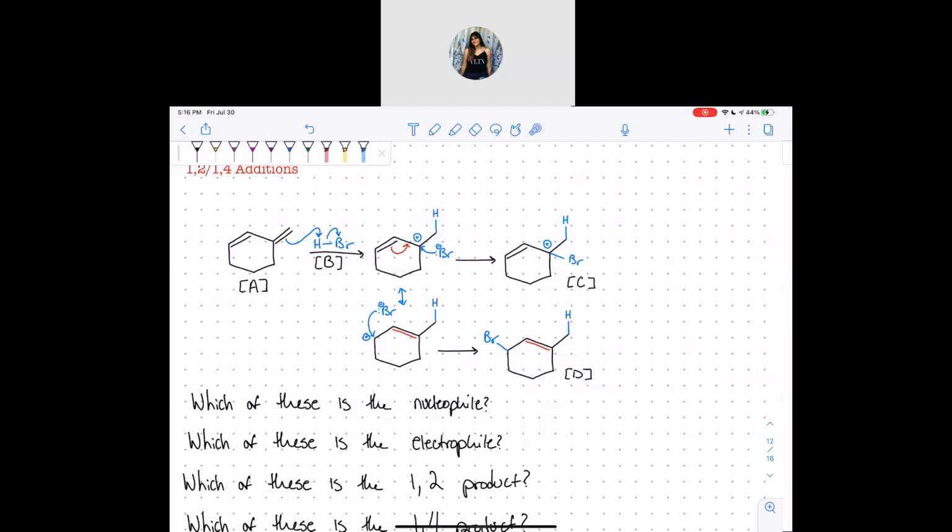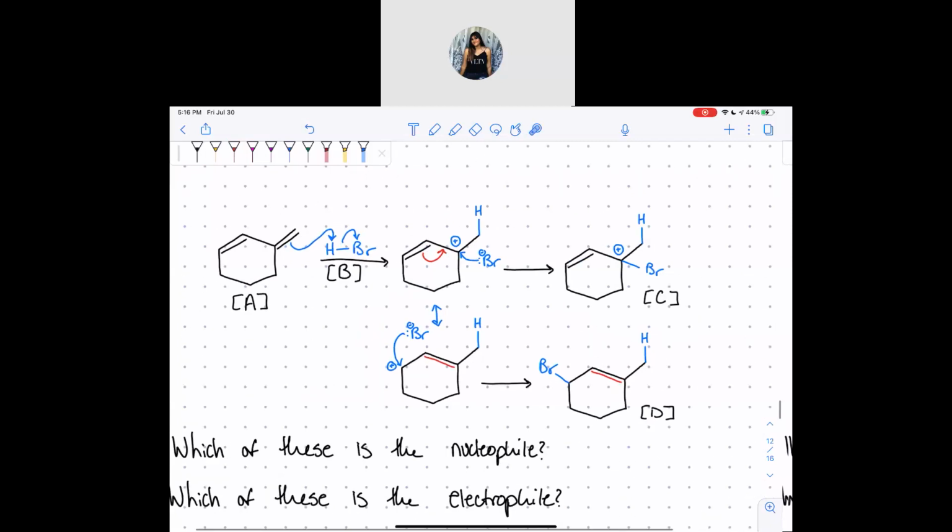We have our diene, and that is going to steal a hydrogen, give those electrons to the bromine. So the nucleophile here is going to be the double bond, and it attacks the hydrogen. And the electrophile is HBr. So when we do this, we attach our hydrogen here, and we get a carbocation. That carbocation can either just have the Br attached directly, or we can do resonance and have the Br attach all the way over here.